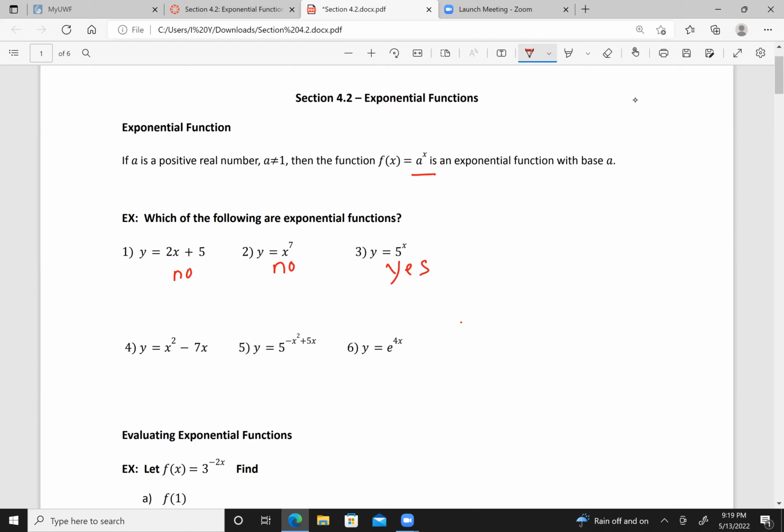Okay. Same here. We have more to deal with here. So no. Here we have a constant to some exponential power. So this is yes. Again, here we have a constant to some exponential power. So yes.